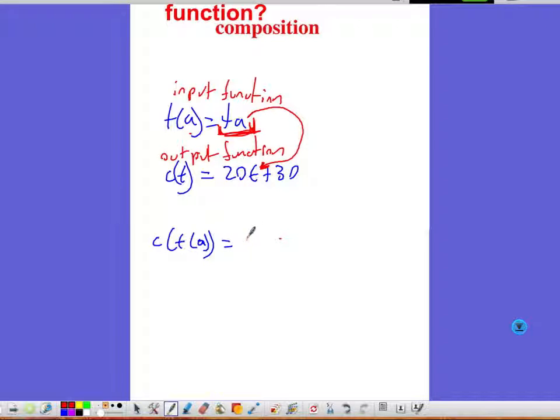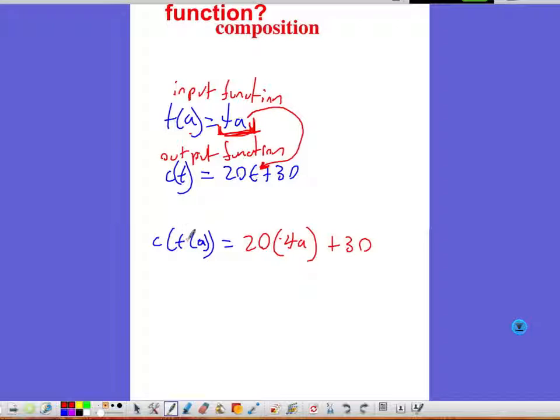And so 20 is what I'm going to input for the variable t of my output function. It is the expression of my input function, which is 4a. And then I write the rest of my output function plus 30. And so this is what my composite function looks like. Here's the expression for it.